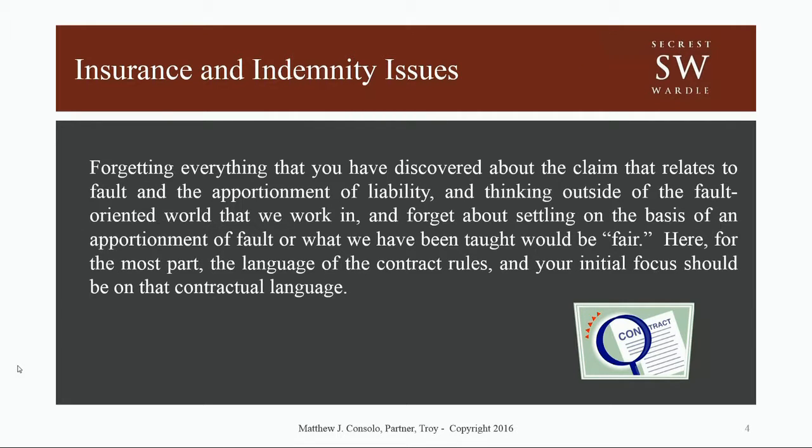Now, let's discuss how to read and understand an indemnification clause so you get it right early on and don't get surprised by your own dump truck scenario and end up picking up someone else's tab late in the game.